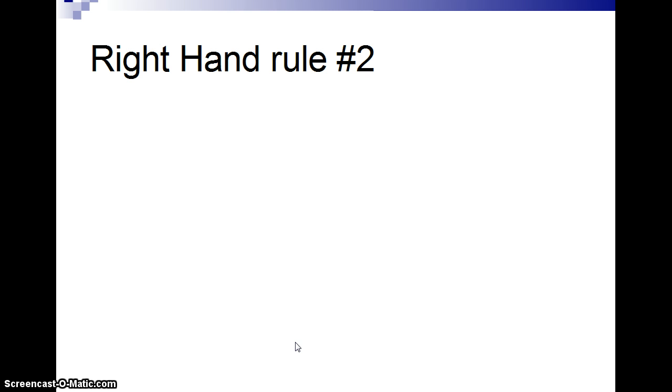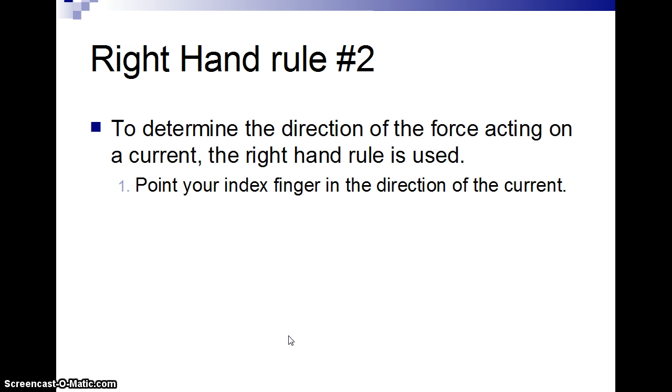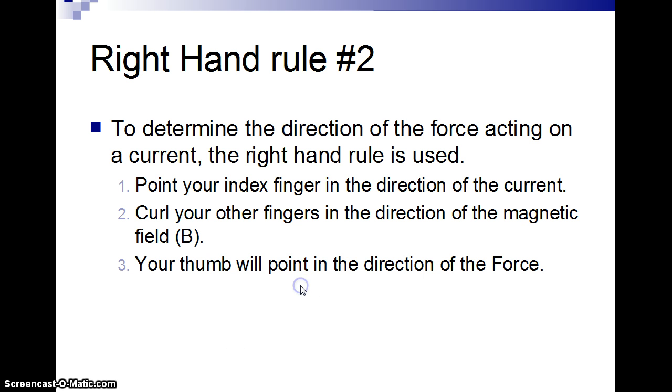So right-hand rule number 2 is very similar to the first one, but instead of your index finger being the velocity, it points with the current, which is the velocity of all the individual charges. Then you have your other fingers along the direction of the magnetic field, and your thumb is the force.